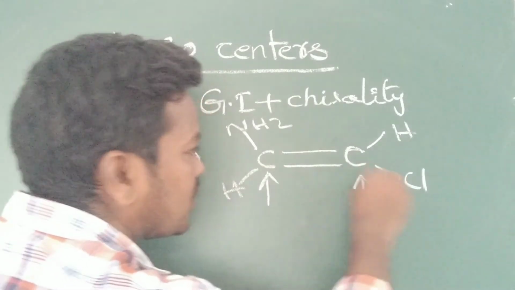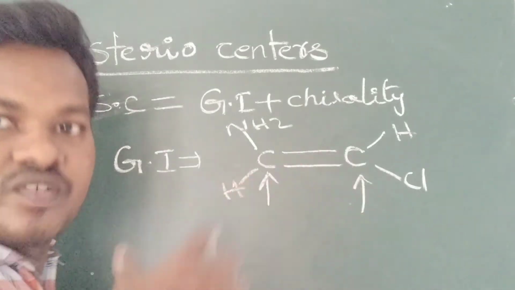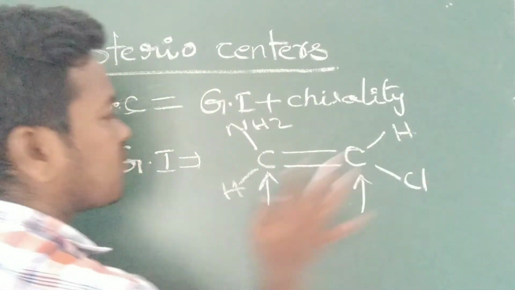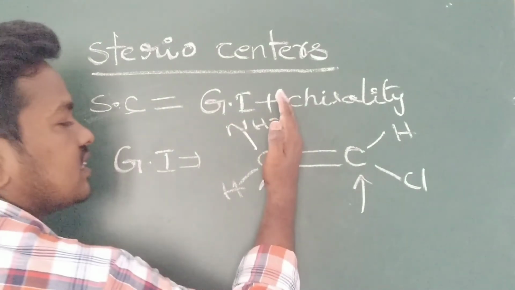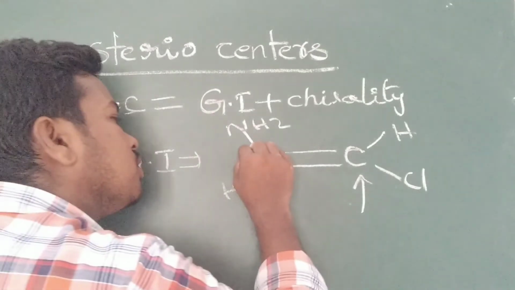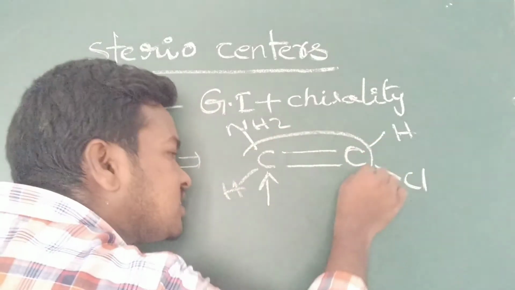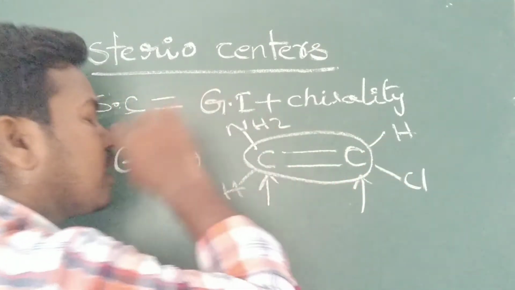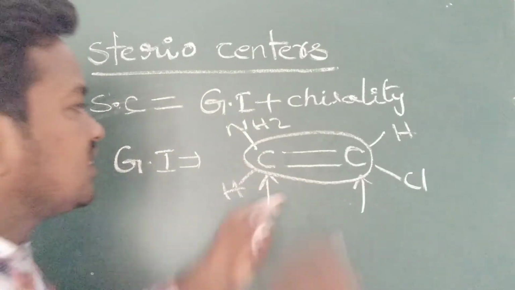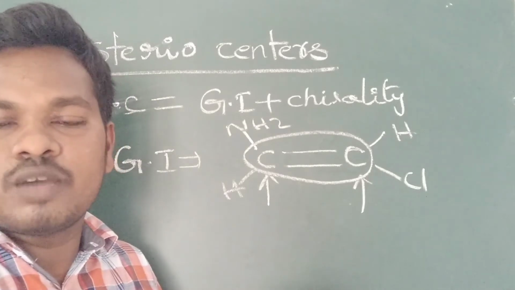This carbon we have to see. If you watch the previous video, you can understand it. These carbon, hydrogen, chlorine are different. This carbon is containing two different atoms. This carbon is containing different groups. So this system is showing the geometrical isomerism. The double bonded system shows the geometrical isomerism.